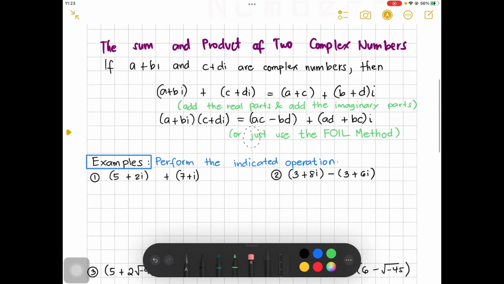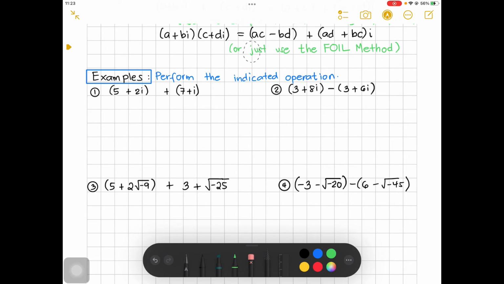Let us have these examples. Perform the indicated operation. 5 plus 2i plus 7 plus i. So you'll just combine the real parts. 5 plus 7, 12. The imaginary parts, 2i plus i, we have 3i. And we are done.